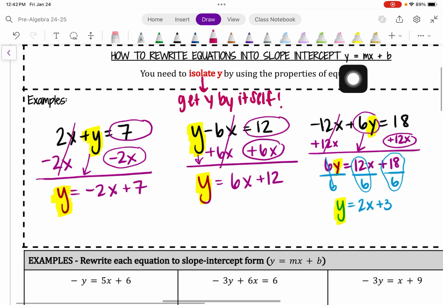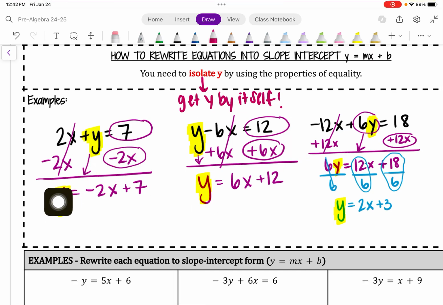So here are some already worked out problems. We're going to highlight y, as you can see, as we go through. We're going to bring everything that's not y to the other side of the equal sign by using the opposite operation. Positive, the opposite is a negative. Negative, the opposite is a positive. And when there's a number attached to y, we will need to divide by that number because they're connected through multiplication. We divide everything by that number. And then we have our form, y equals mx plus b.